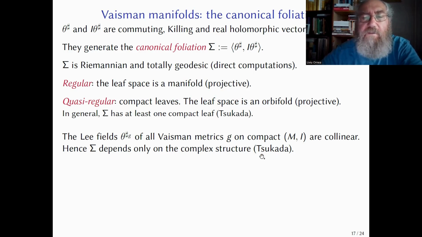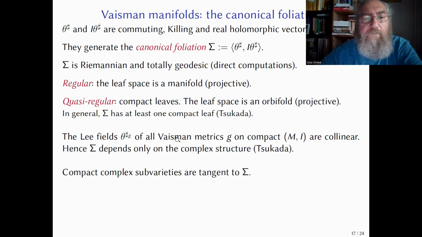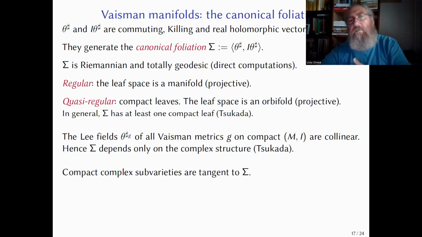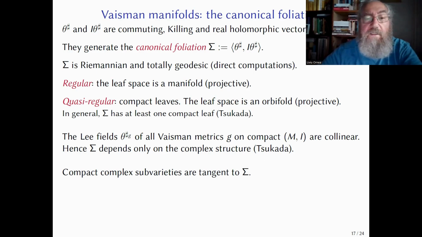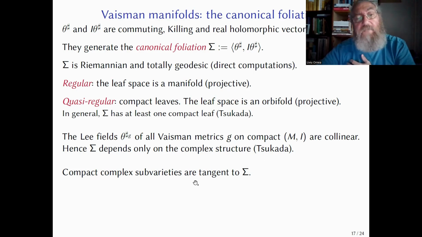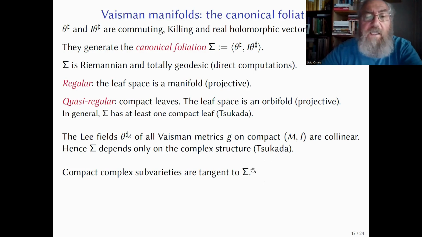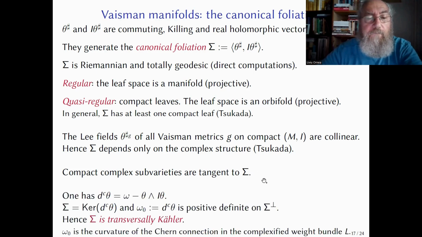Tsukada was the first to find this. Then there are many, many proofs after that. You can show that compact complex subvarieties, not only submanifolds, are tangent to the canonical foliation.